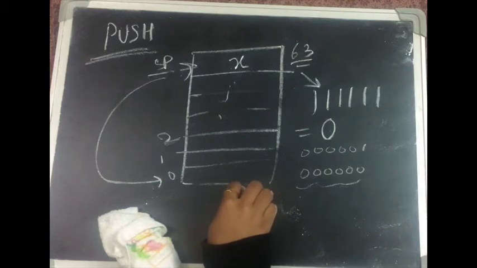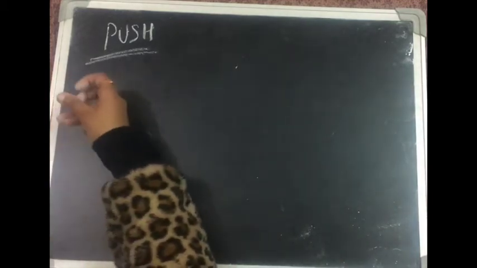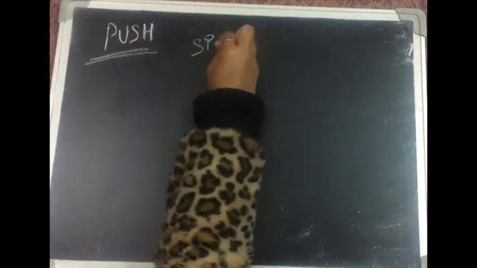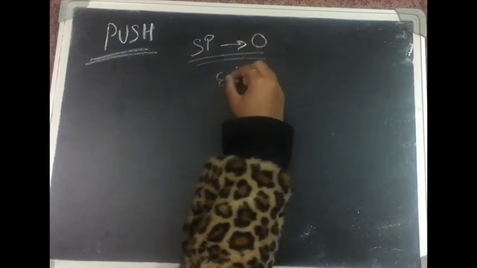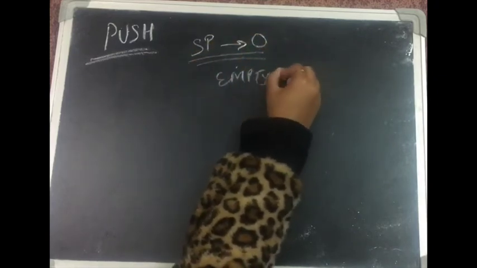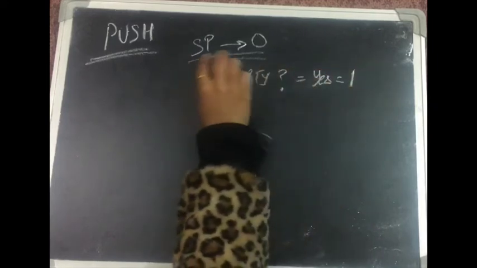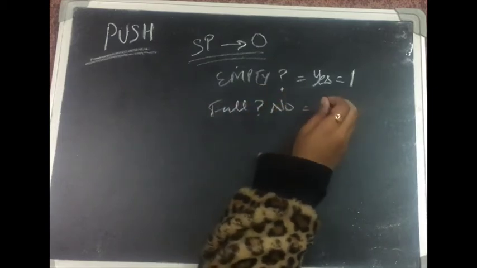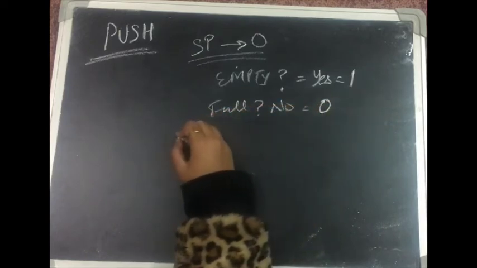So we have to write the condition for when SP is at 0. SP is at 0, so is the stack empty? Yes, the stack is empty. So empty will be set to 1. And is the stack full? No, the stack is not full. I can insert more elements in it.